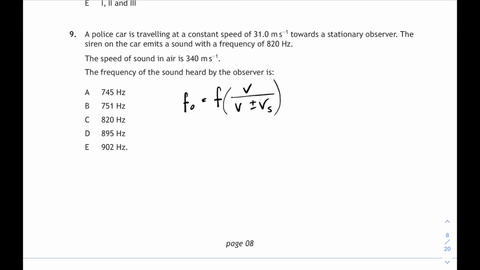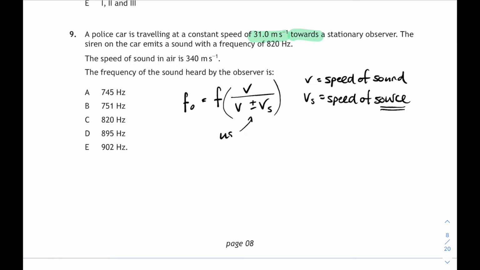And there it is. Now remember, this relationship can be quite tricky because there's 2 f's and 2 v's. Actually, there's 3 v's in it. The v on its own is the speed of sound, and the v with the subscript s is the speed of the moving source. Now this source is moving towards a stationary observer, and if it's approaching you, you use the minus sign on the bottom there.